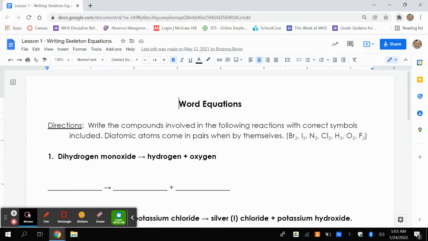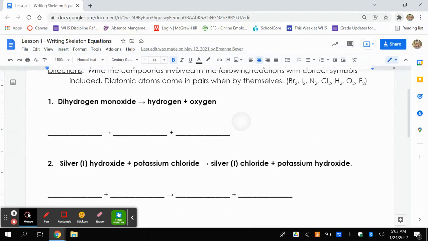Okay, so this is going to be continued practice from writing chemical compounds. What we're going to do is go through these first two and make sure we understand how to do them. Starting with that first one, we see dihydrogen monoxide and then goes to hydrogen plus oxygen. So we start with dihydrogen monoxide. That goes in this first blank here.